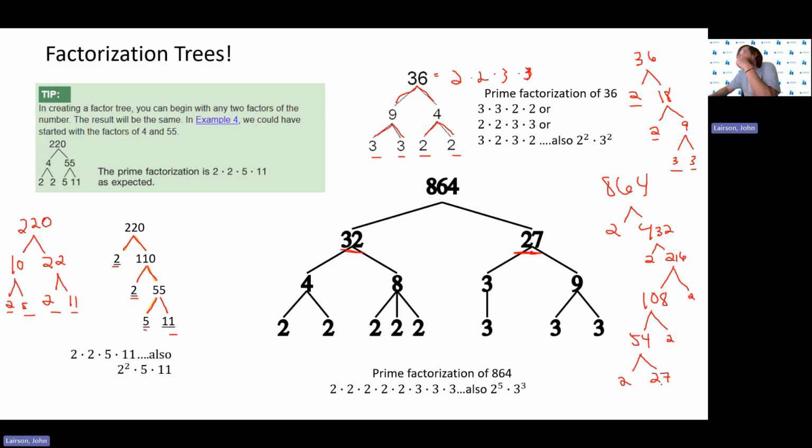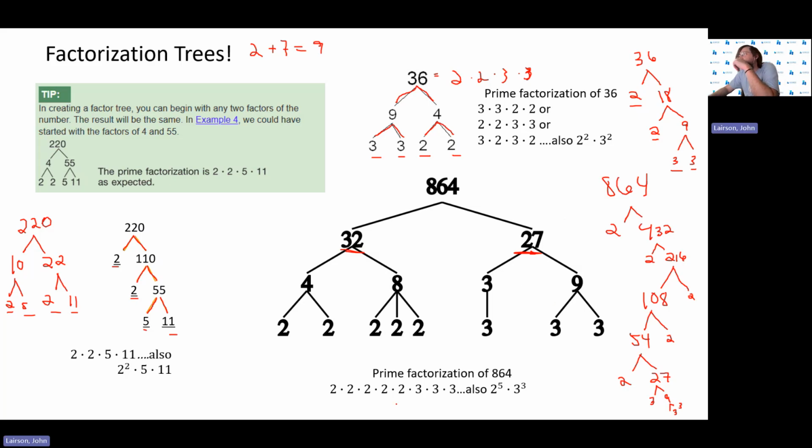27, if you don't see it right away, it's 3 times 9, but you could always just do 2 plus 7. The divisibility rule for 3 is you add up the digits. So it's 27, I'm adding 2 plus 7, which is 9. 9 is divisible by 3, so I can do 3 times 9. And we've seen 9 already. This is 3 times 3.